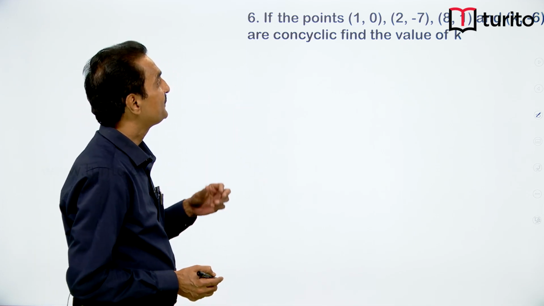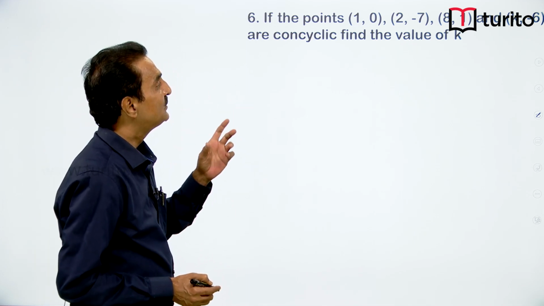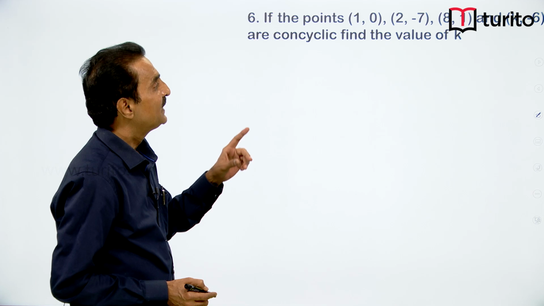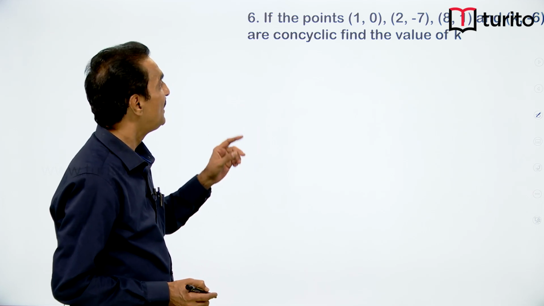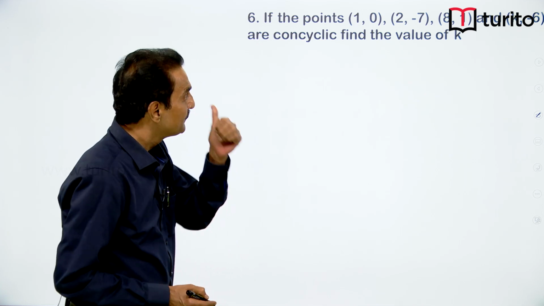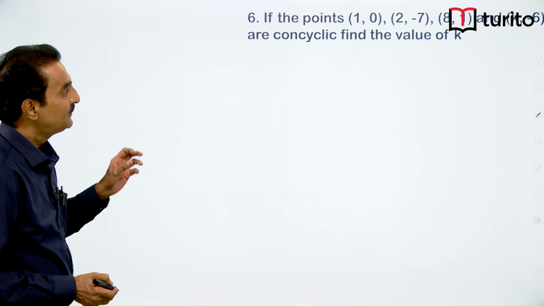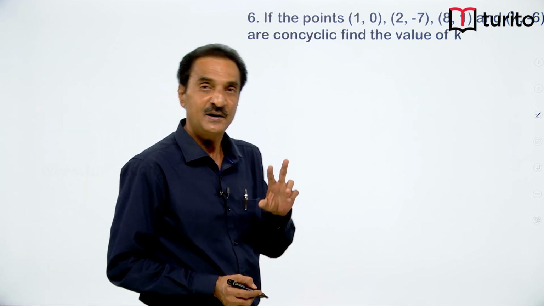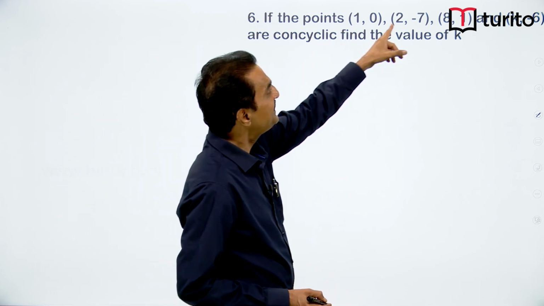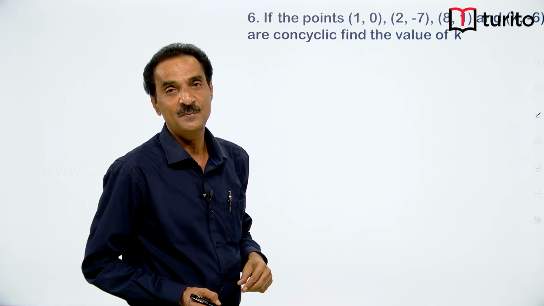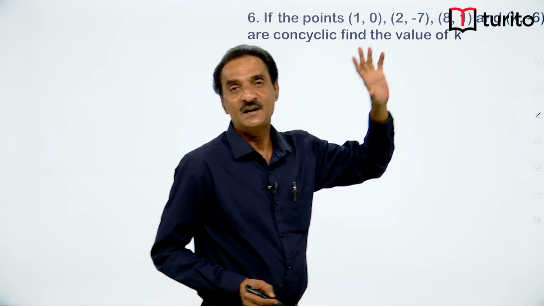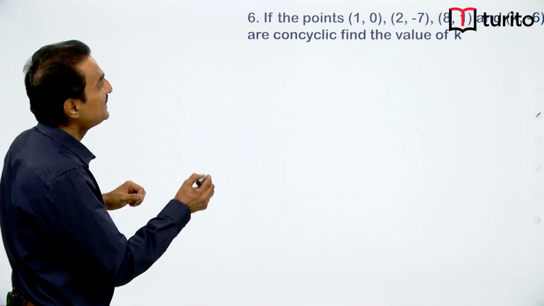If the points 1 comma 0, 2 comma minus 7, 8 comma 1 and k comma minus 6 are concyclic, find the value of k. We can solve this question again in two methods. One method is, you can find the equation of the circle passing through the first 3 points, and by substituting the fourth point you can calculate the value of k. So, what is the equation of the circle?